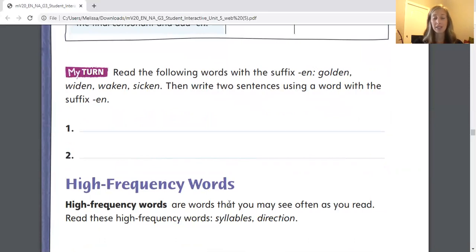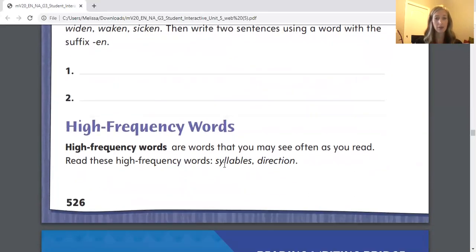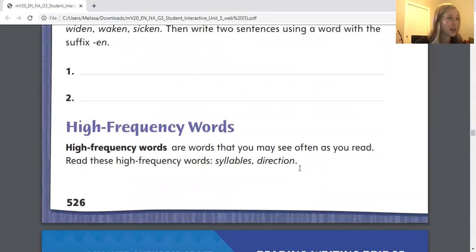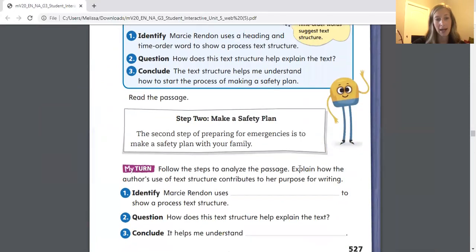Okay, we have high frequency words this week. Our high frequency words are syllables and direction. Let's go ahead and move on to page 529.